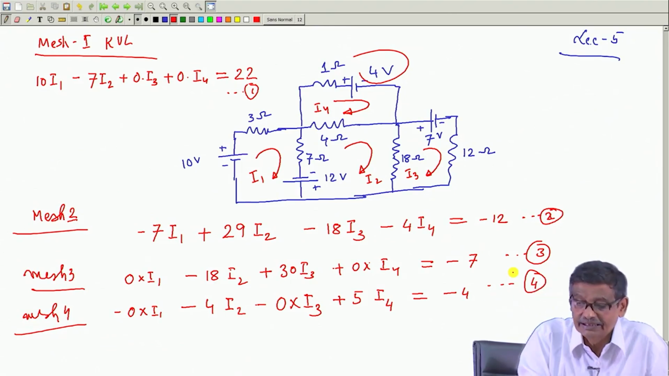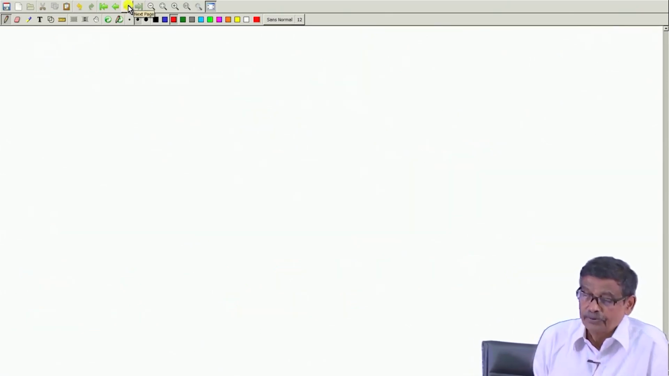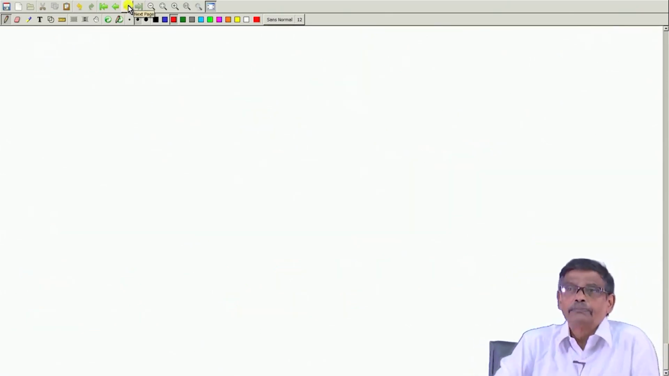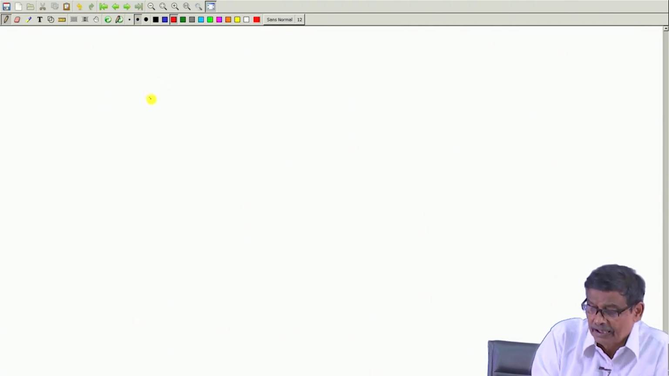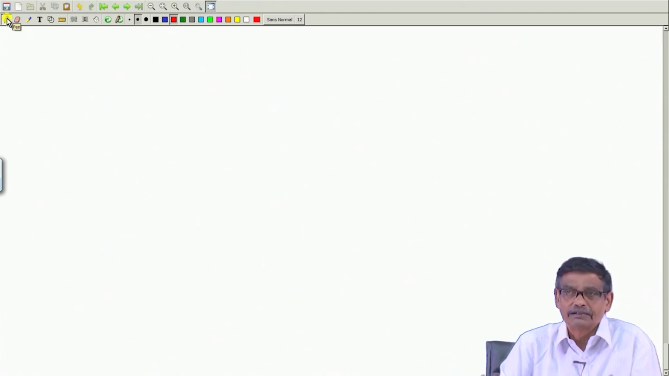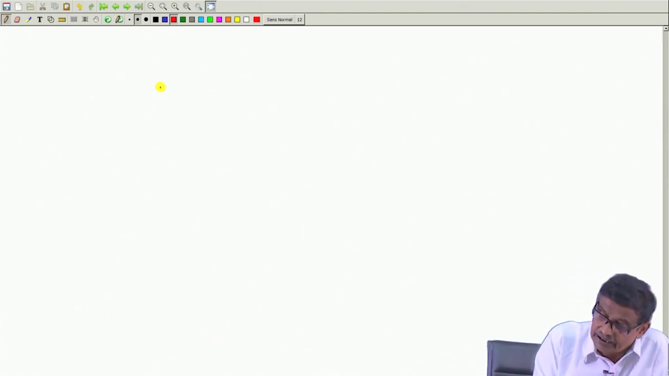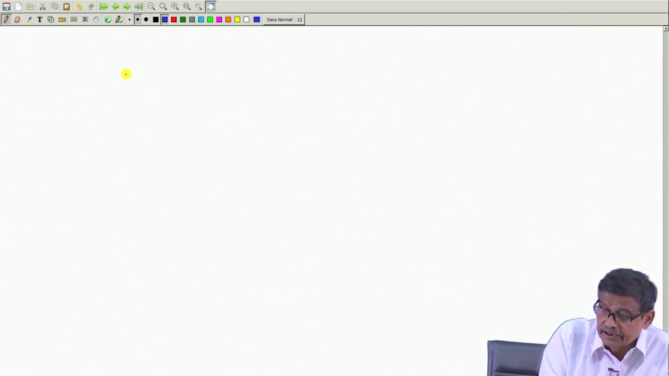Now, I will take another interesting example to highlight this, because so far I have taken only voltage sources. There may be situations where current sources will be present. For example, let us take, in this case, of course, I will not unnecessarily multiply the number of meshes, I know what it is. So, let us consider a simple example. Say you have a network like this.